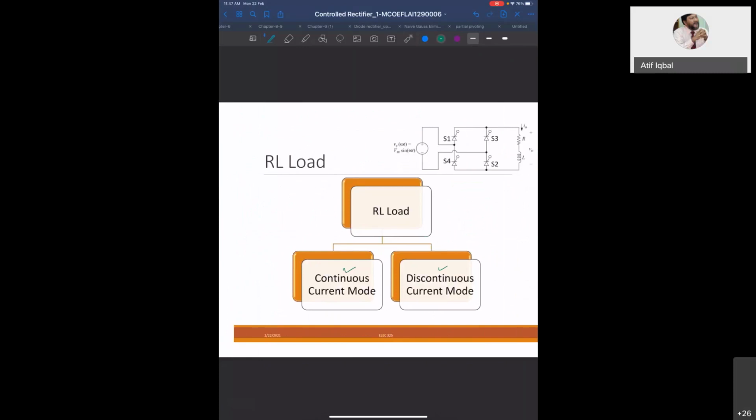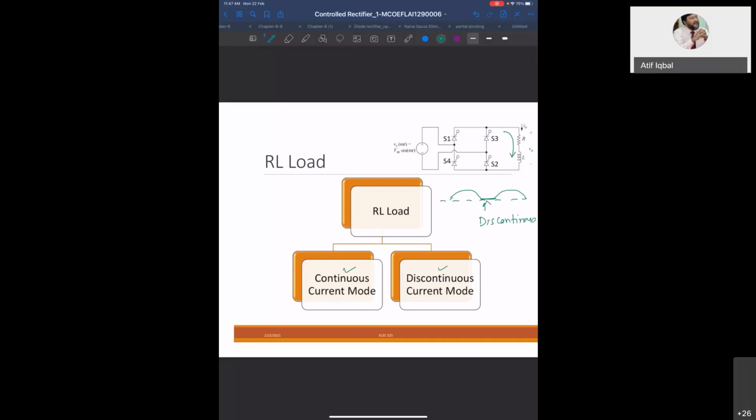Now, what is the meaning of continuous current and what is the meaning of discontinuous current? Continuous current means the current will all the time be there, it will always be like this. Discontinuous means you will have current and then no current for some time, then you will have current again. If you have this kind of current waveform, this is called discontinuous.